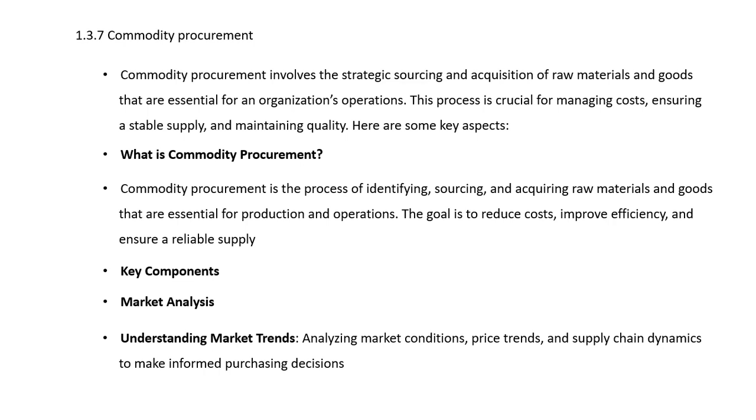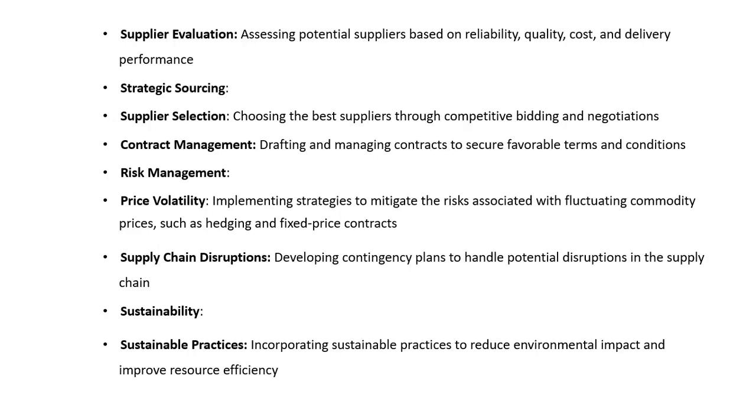What is commodity procurement? Commodity procurement is the process of identifying, sourcing, and acquiring raw materials and goods that are essential for production and operations. The goal is to reduce costs, improve efficiency, and ensure a reliable supply. Key components: market analysis, understanding market trends, analyzing market conditions, price trends, and supply chain dynamics to make informed purchasing decisions. Supplier evaluation, assessing potential suppliers based on reliability, quality, cost, and delivery performance.